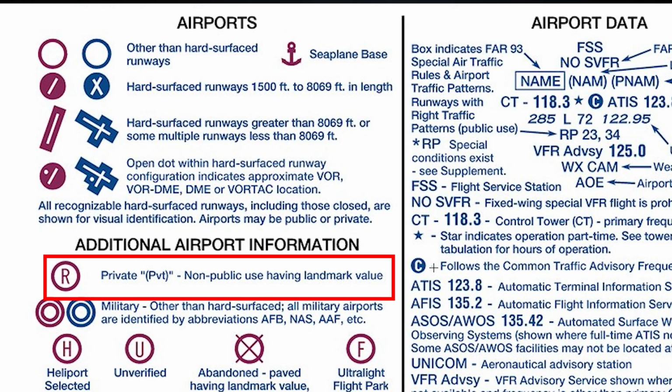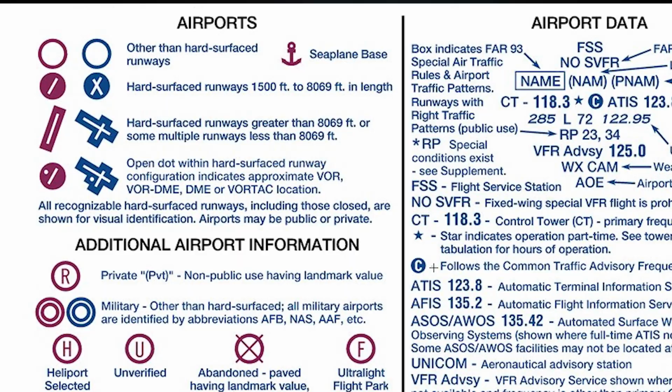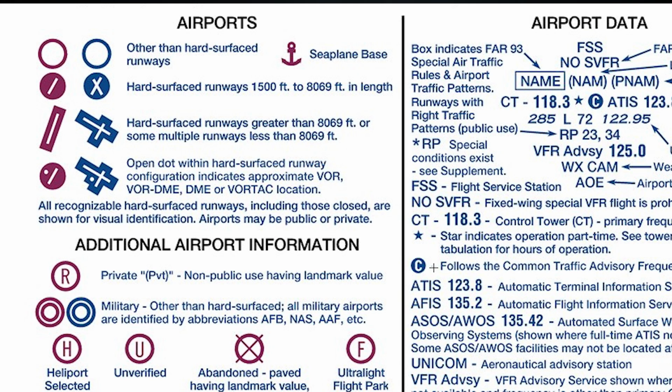Private airports are shown as a magenta R inside of a circle, indicating restricted use, generally for private use or prior permission required. Seaplane bases are a magenta anchor, indicating that the facility is a seaplane base where the aircraft can land on water.